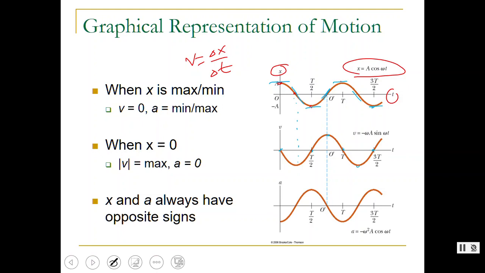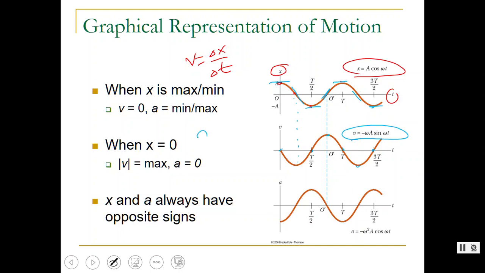Now, this is not a cosine function. It's actually a sine function, and because it goes negative first, it's a negative sine function. So you can always figure out what the velocity graph is going to look like from the position graph.